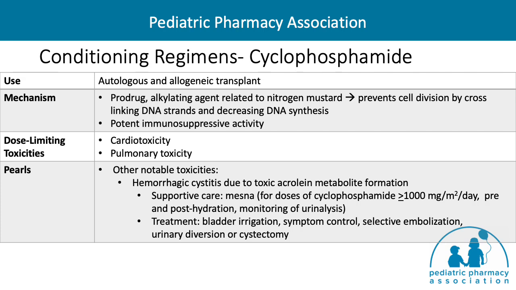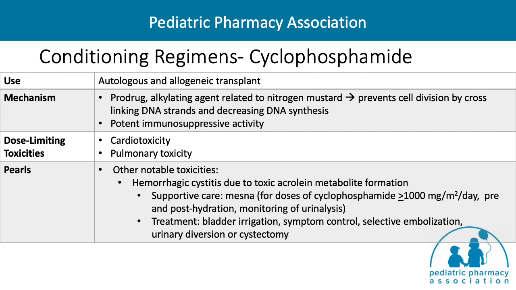A notable toxicity with important supportive care and treatment information pertinent to pharmacists is hemorrhagic cystitis, which occurs because of the acrolein metabolite formation. Mesna is administered as supportive care for doses of cyclophosphamide that are greater than or equal to 1,000 milligrams per meter squared per day. Mesna works by providing a free thiol group that is able to bind and inactivate acrolein.